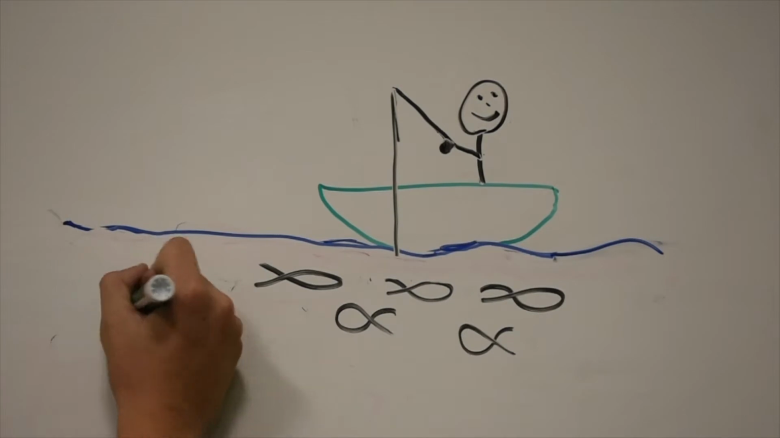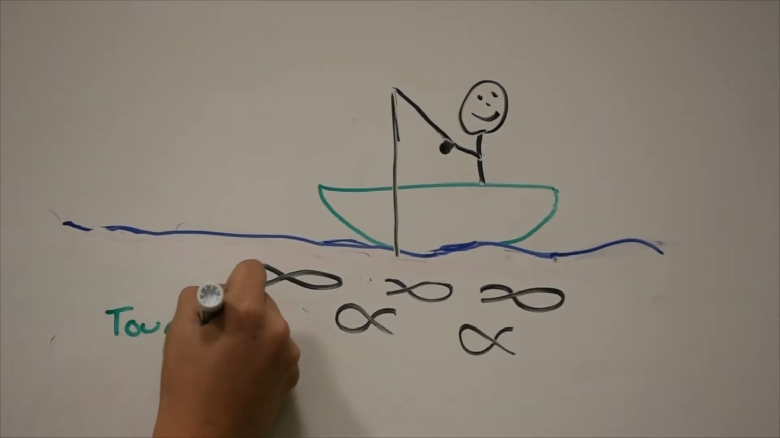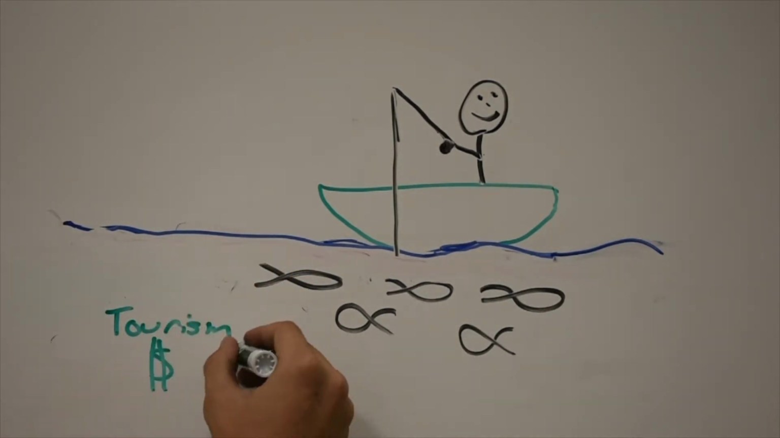One of the main parts of Florida's economy is tourism and its attraction of beaches and fishing. Many locals in Florida make their living by fishing and taking tourists fishing.